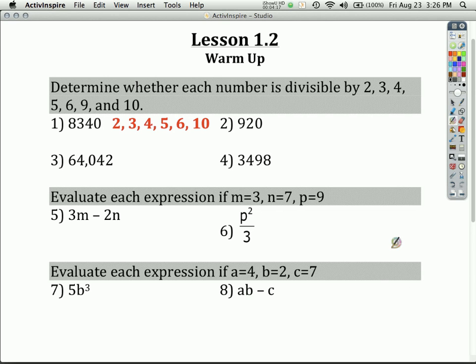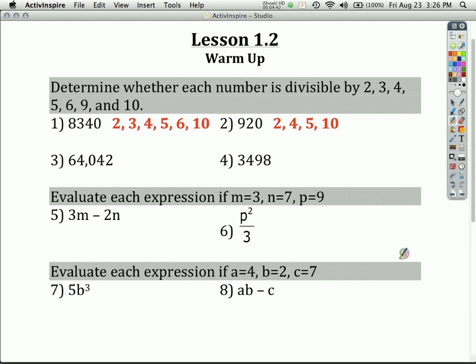Number 2, what did we get for 920? What is that divisible by? Rashida, Briante, and then Hunter. 2, 4, 5, and 10. Okay, what did you put? 2, 4, 5, and 10. So the same thing? Yeah, it is 2, 4, 5, and 10. Very good.